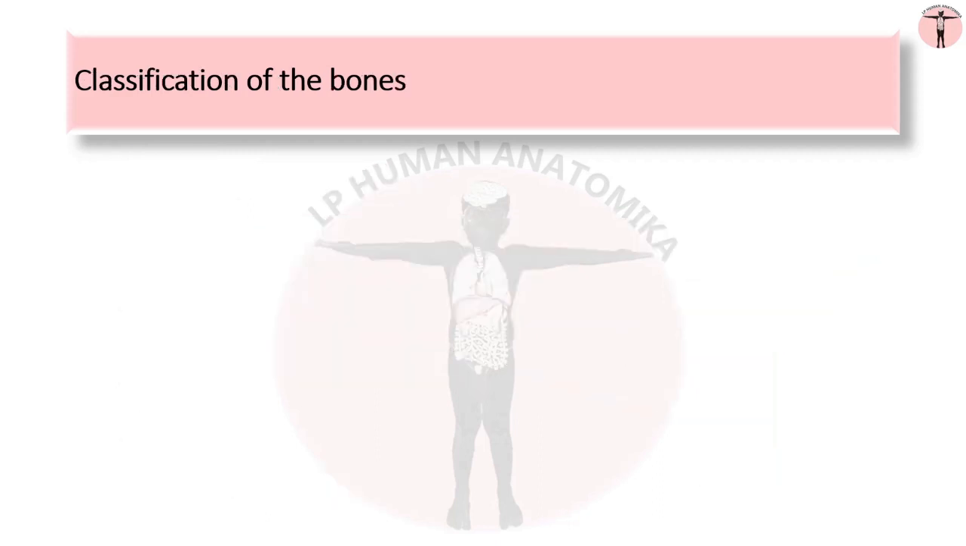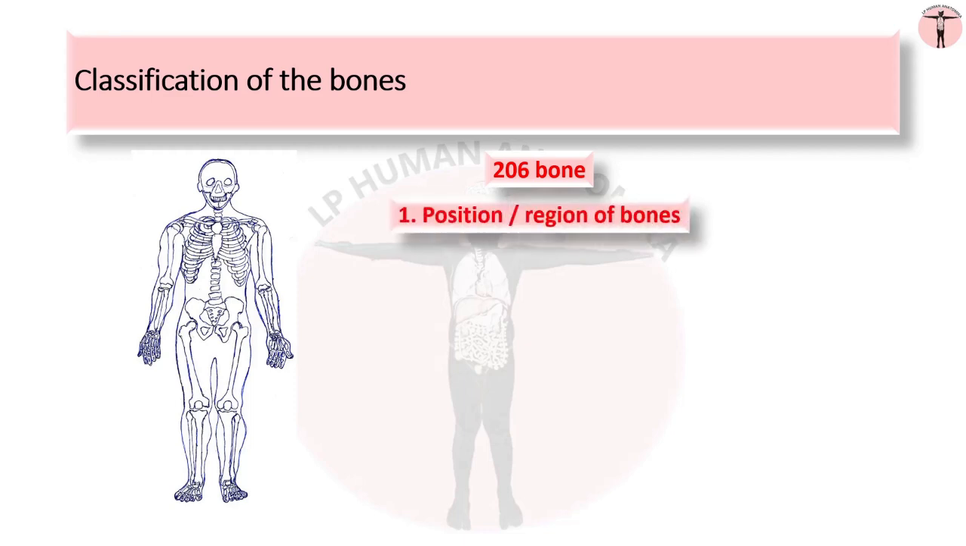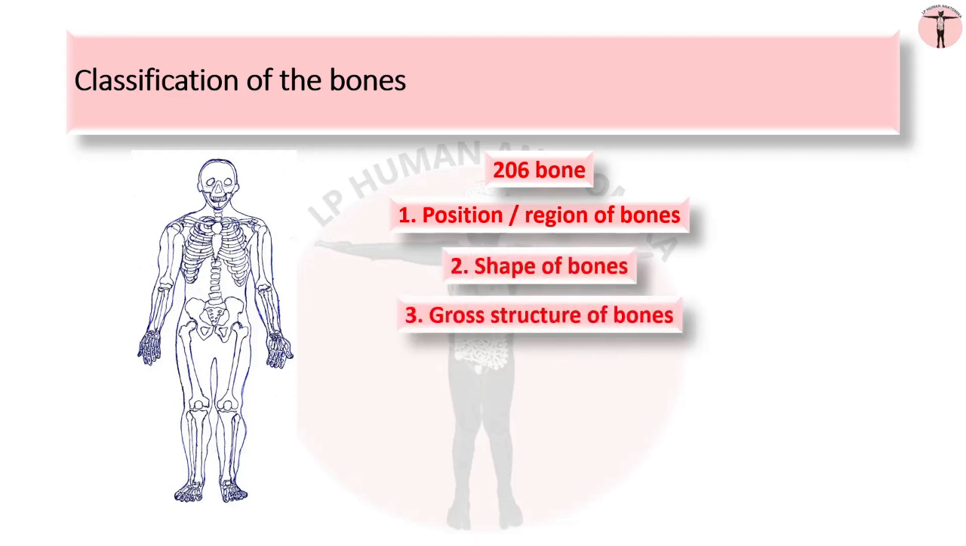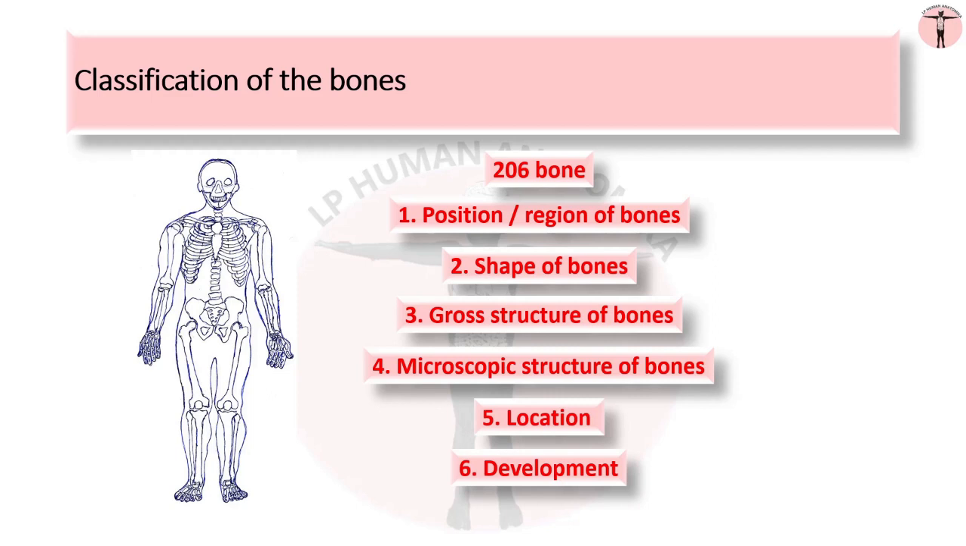Now, coming to the classification of bones. Total number of bones in man is 206, but the number is variable. The bones can be classified into 6 groups based on the following features: position or region of the bones, shape of the bones, gross structure of the bones, microscopic structure of the bones, location, and development of the bones.